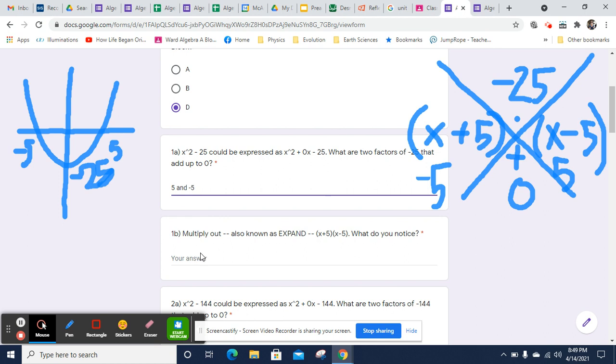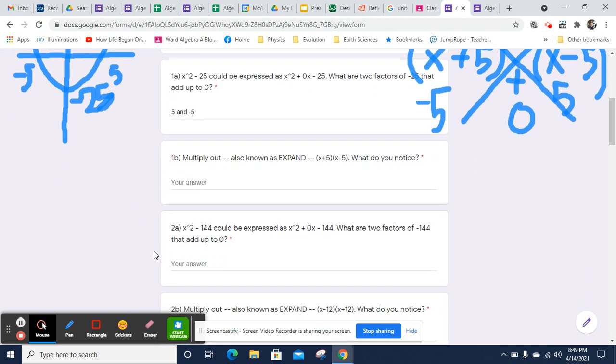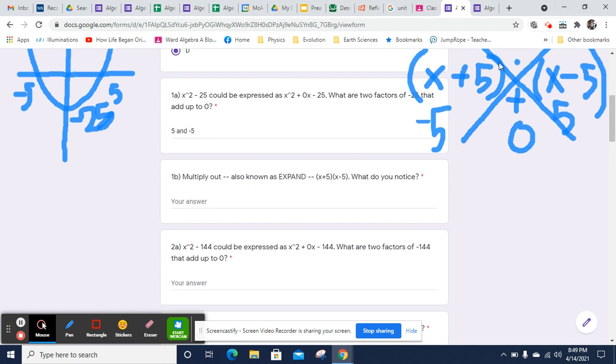And the next question asks us to expand or multiply out x plus 5 times x minus 5. And you might be thinking, but Mr. Ward, we know it equals x squared minus 25 because you just showed us this. Well, let's be sure. We're going to multiply x times x, so that'll be x squared. We're going to multiply x times negative 5, so that'll be negative 5x. Then we'll multiply 5 times x, so that'll be plus 5x. And then finally, we will multiply 5 times negative 5, which will be negative 25.